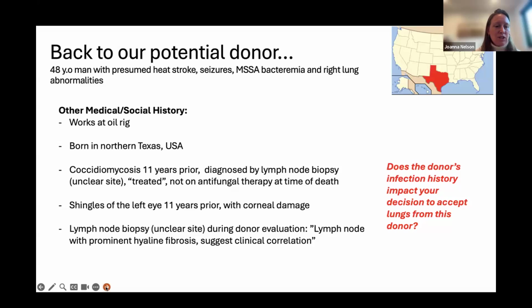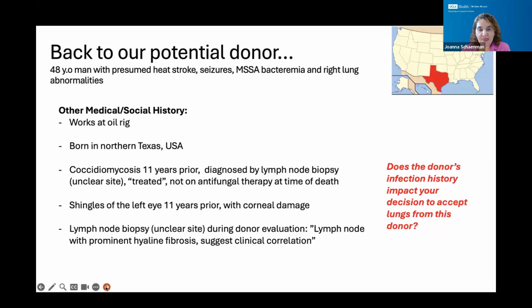He also has a history of shingles of the left eye 11 years prior with corneal damage from this. He did have a lymph node biopsy during the donor evaluation, which showed prominent hyaline fibrosis, suggest clinical correlation. So, question for the panel, does this donor's infection history impact your decision to accept lungs from the donor?